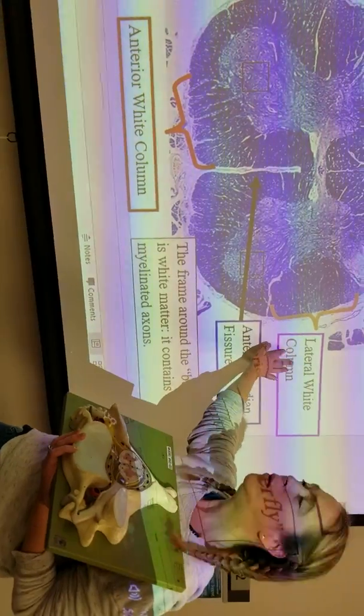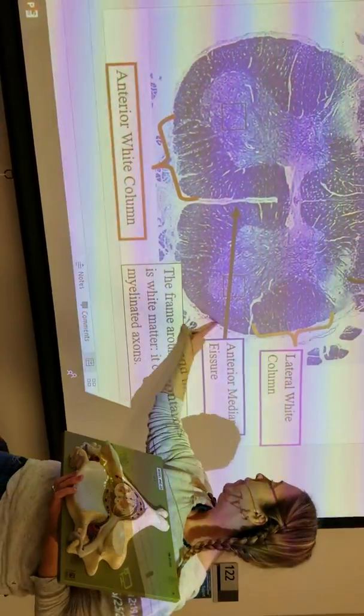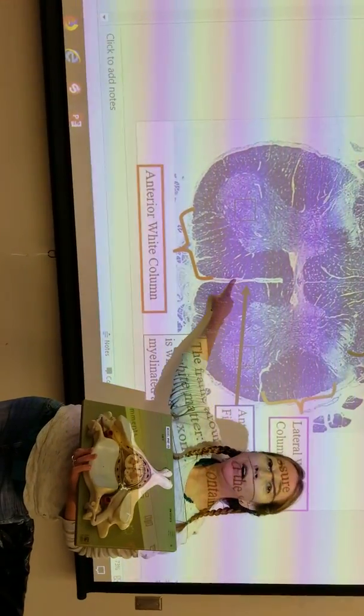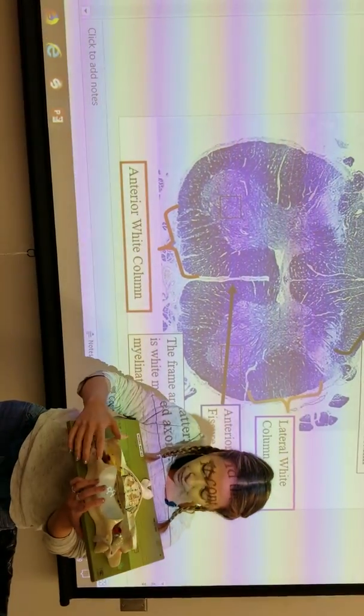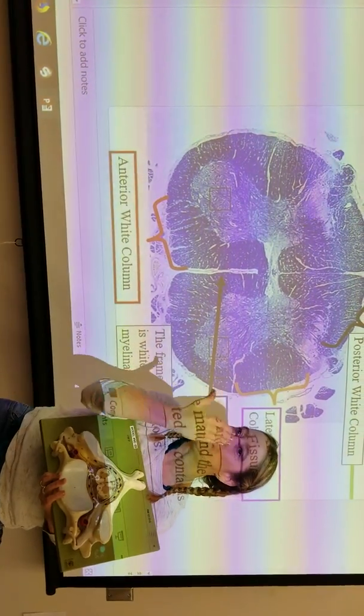Now, I'm not sure we have all of these on our checklist, but I do know that we're going to have this thing called the anterior median fissure. This is really hard to see on a slide. Most likely you're going to see it on a model.